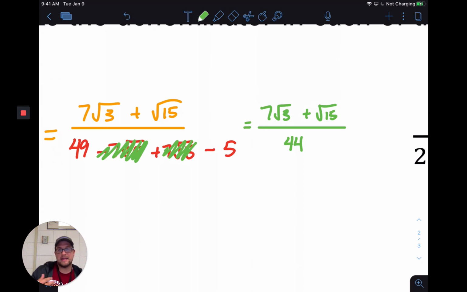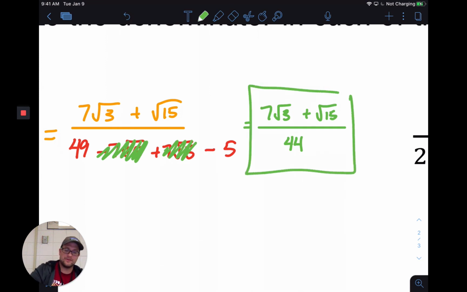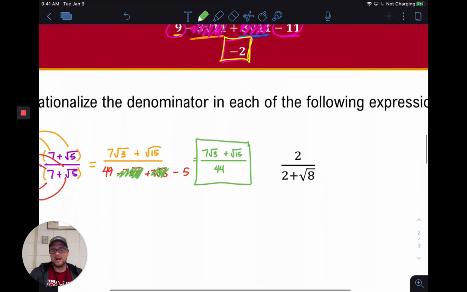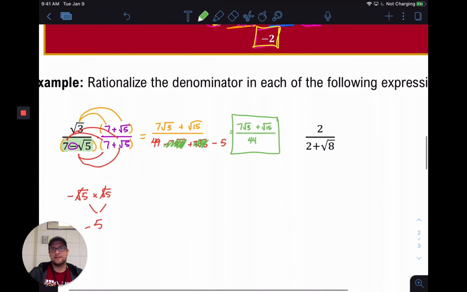Square root of 15 can't be simplified because it's just 3 times 5. Square root of 3 can't get any smaller either. Those two pieces can't be combined because they don't have like radicals. This is as good as it gets, ladies and gentlemen. Not quite as pretty as what we were starting with before, but we have in fact eliminated the radical from the denominator.